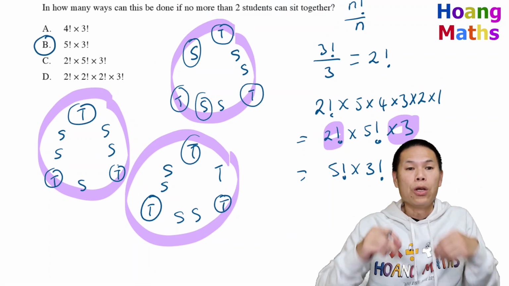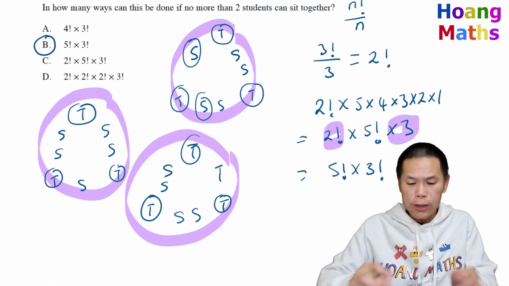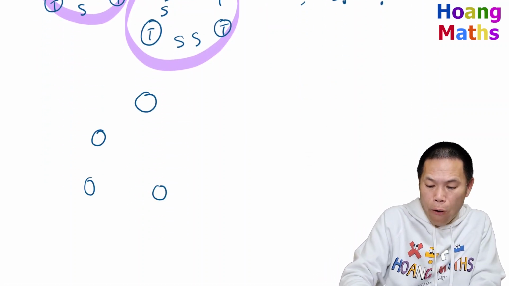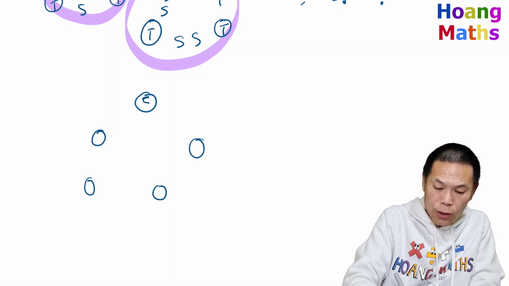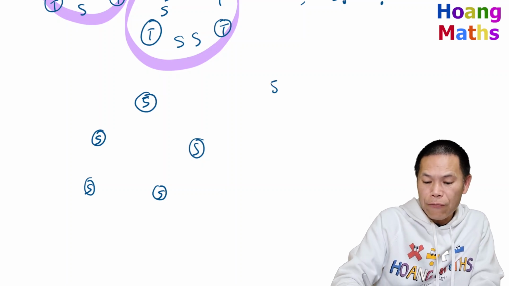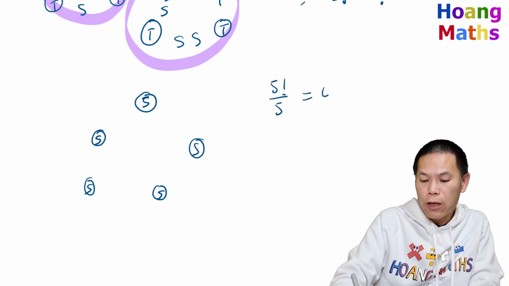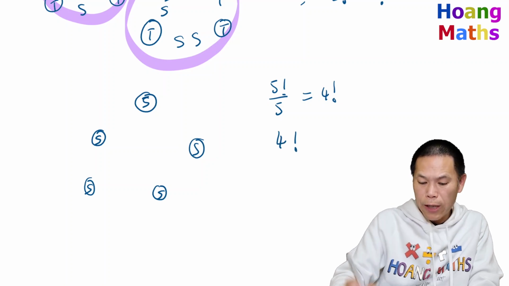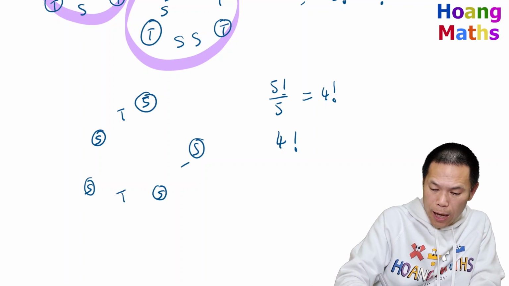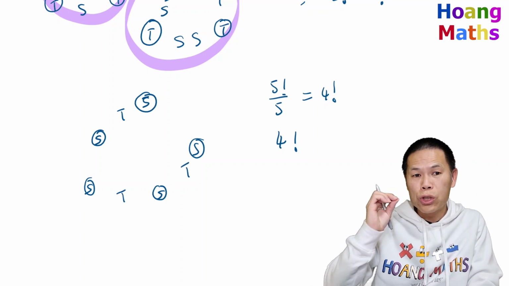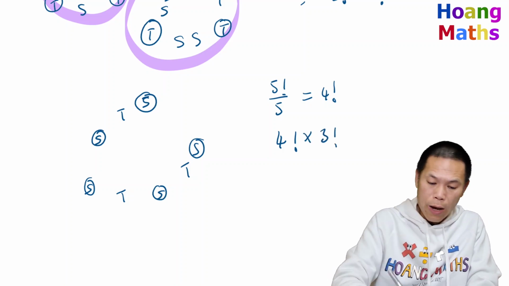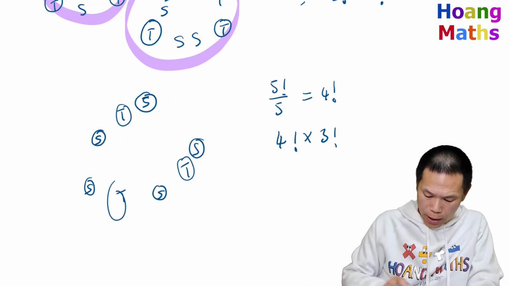Otherwise, you can also fix the students like this. So we have 1, 2, 3, 4, 5, with student, student, student, student, student. You have 5 factorial divided by 5 for the students, so 4 factorial here. Now for the teachers, a teacher can sit here, here, and here, as long as a maximum of 2 students sit together. So for the teachers, we have 3 factorial because we have 1, 2, 3. Keep that in mind.